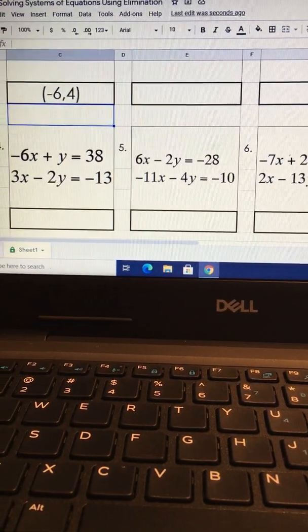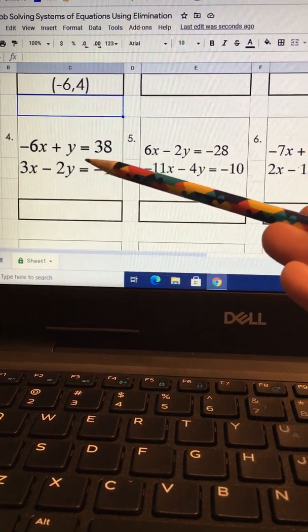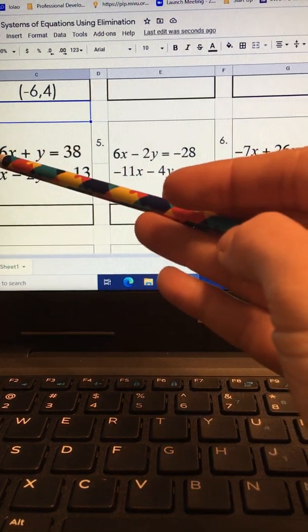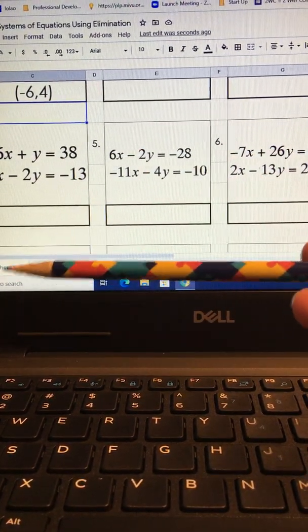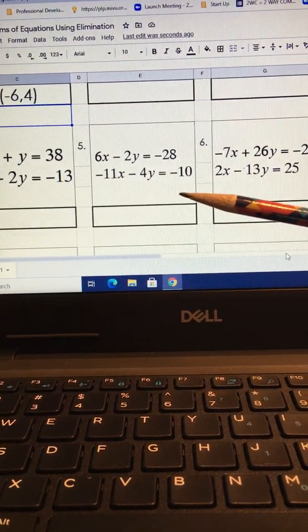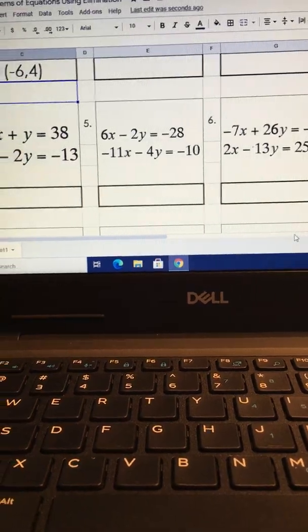For number 4, it looks like you would probably want to get this to be 2y, so I would multiply that whole thing by 2. Get rid of the y and solve for x, and then remember, once you've solved for x, you can plug that back in and solve for y. So hopefully that helps.